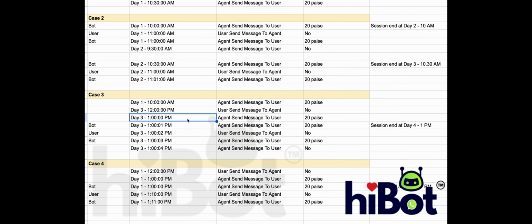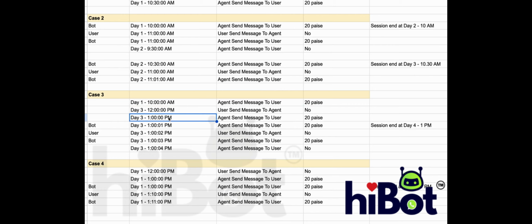Now we are considering a third case wherein you sent a message to the customer on day 1 at 10 a.m. You were charged. The customer has not replied on day 2. The customer suddenly replied on day 3. So here at day 3 at 12 p.m. the customer sent us an incoming message. Obviously we are not charged for it.